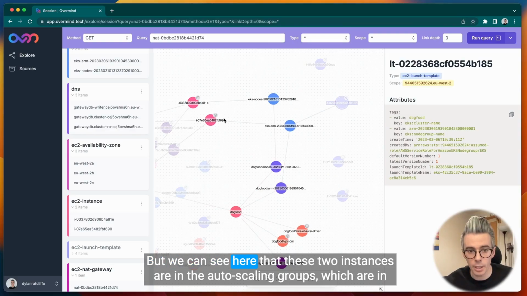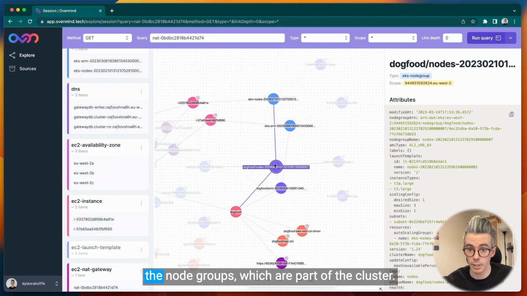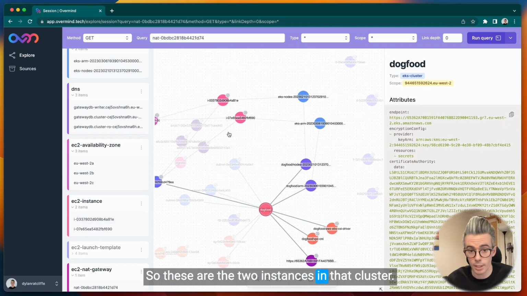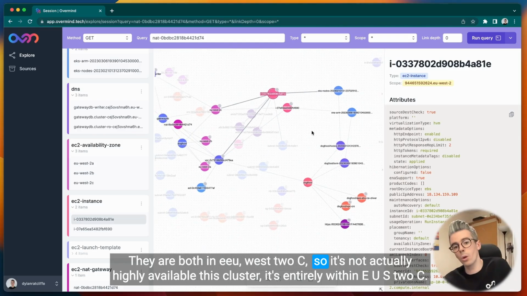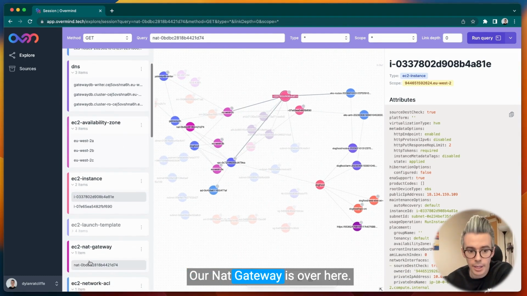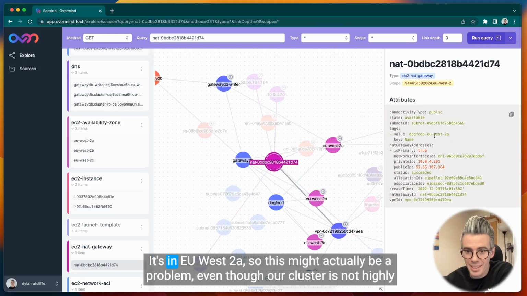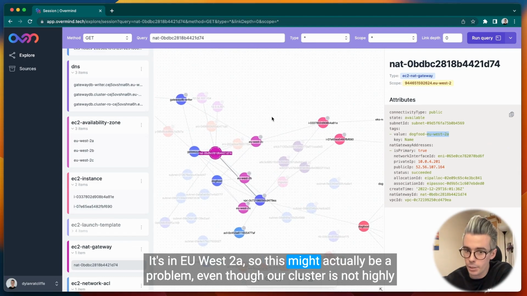But we can see here that these two instances are in the auto-scaling groups, which are in the node groups, which are part of the cluster. So these are the two instances in that cluster. They are both in EU West 2C. So it's not actually highly available, this cluster. It's entirely within EU West 2C. Our NAT gateway is over here. It's in EU West 2A. So this might actually be a problem.